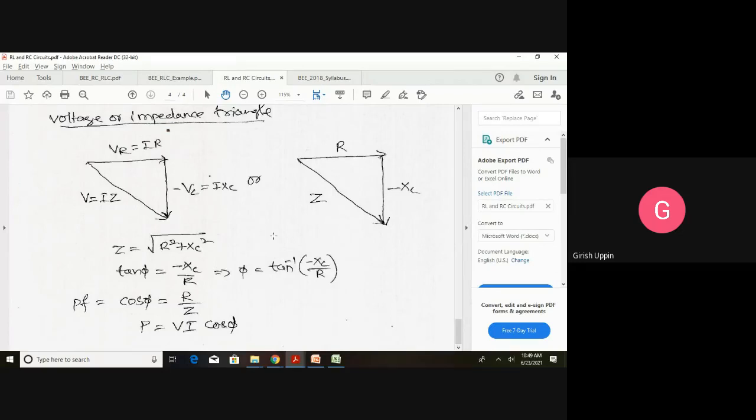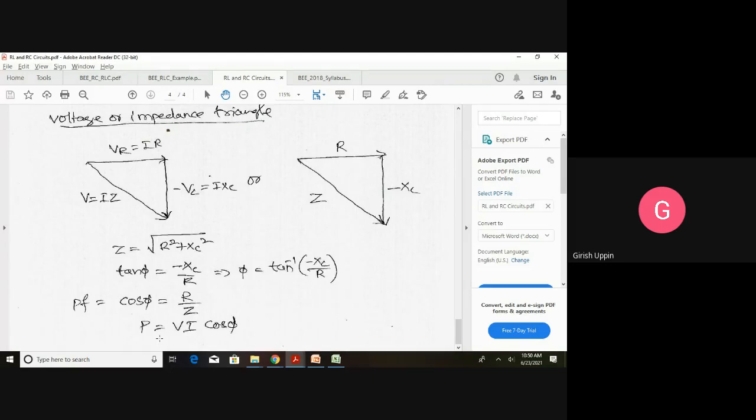And impedance Z, from this triangle we can find out, and tan phi again from this triangle or this triangle, and cos phi. What is the cos phi? Cos phi is called the power factor of a circuit. The cosine of the angle between the voltage and the current, that is phi, is called the power factor, which can be represented by R by Z or VR by capital V, and power P is equal to VI cos phi.